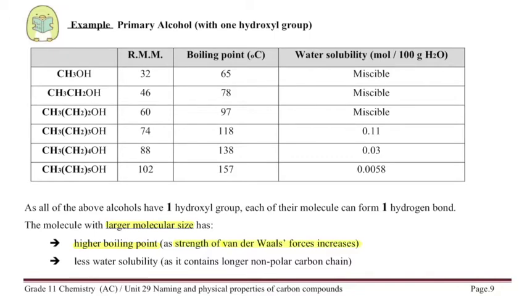That's the first effect. And then the second one, since the carbon chain has increased, the hydrophobic effect from the carbon chain also increases. So we have a longer nonpolar carbon chain that will reduce the water solubility of the molecule. So that's why we found these two trends on this table.